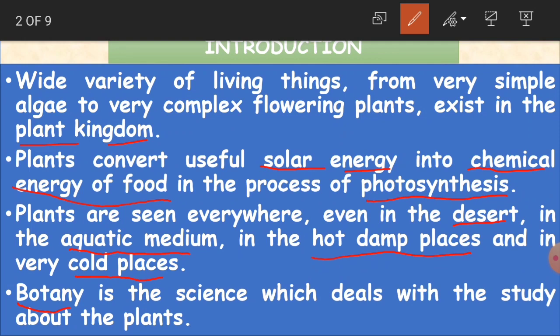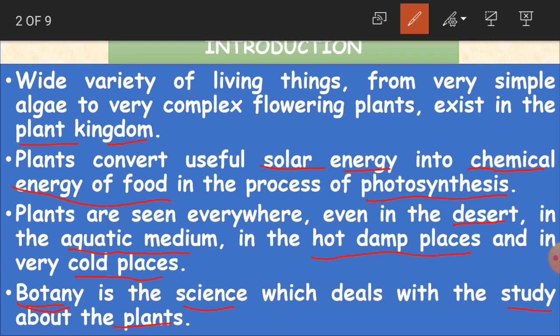Zoology, again, is for animals. Okay children, so botany is the science which deals with the study about the plants. Clear? What we have learned here is that we have a very wide variety of living things that are plants. Some are very simple and some are very complex, with different parts that are connected to each other.